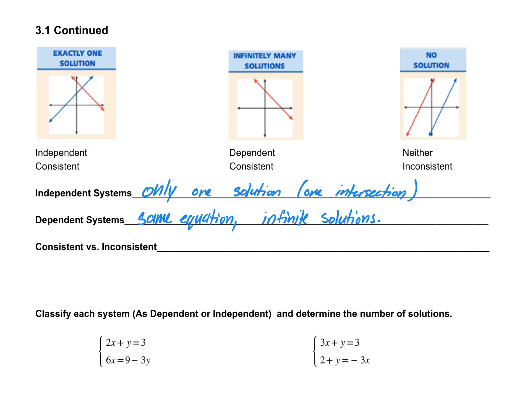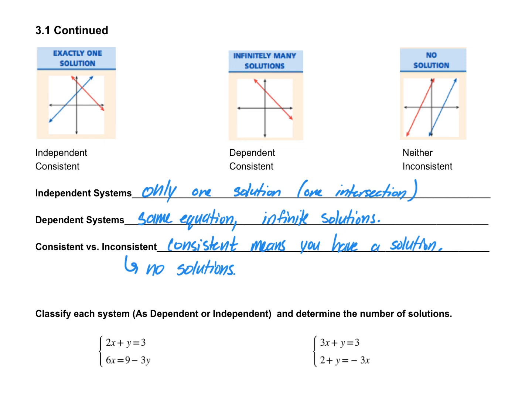And lastly, we just have consistent versus inconsistent. If we are consistent, that means you at least have one solution. All right, so if you can find at least one solution, it's consistent. Inconsistent has no solutions. So if there's no solutions, that means the lines never touch. And if lines never touch, that tells us that they are parallel.